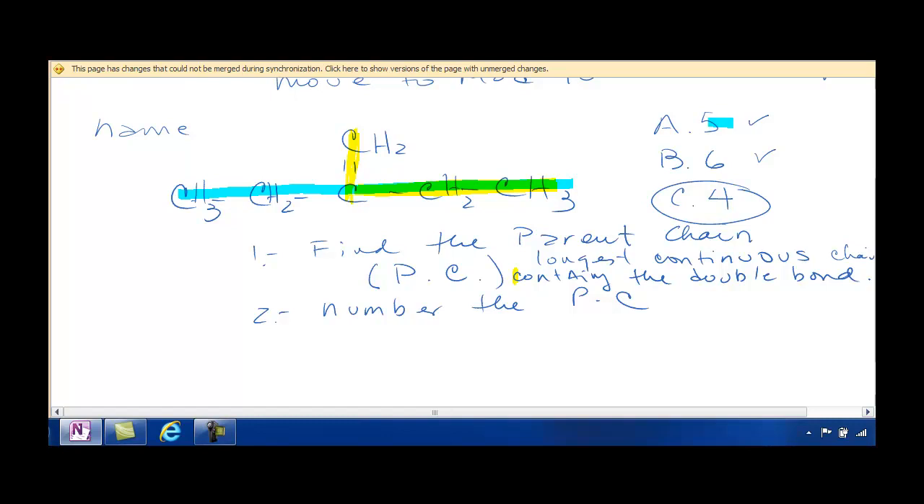And then you number the parent chain so that what? The double bond gets the lowest number. So if the double bond is not part of your parent chain, you can't even address rule 2. So you number it so that the double bond gets the lowest number, or the methyls get the lowest number, or the chloros get the lowest number, or the triple bond gets the lowest number.